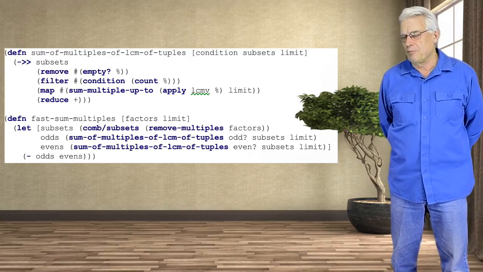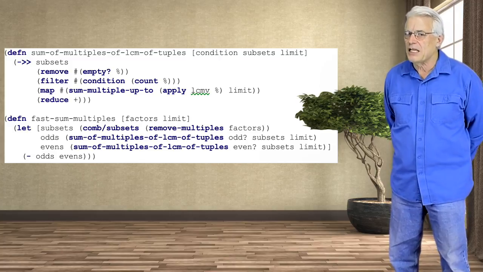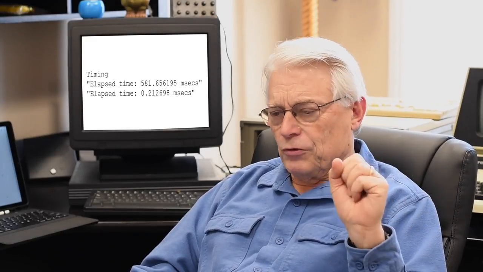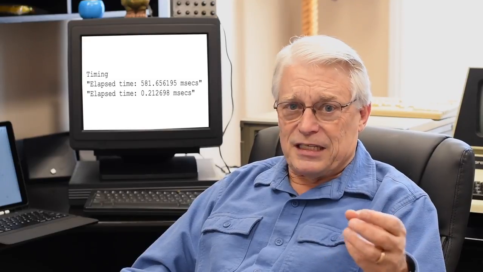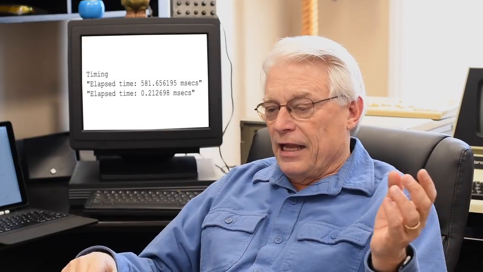Of course, up there at the top, we had to remove the empty set from the list of subsets. And the timing, how fast are these two different functions? Well, the original function that we wrote would compute the sum of the multiples of 2, 3, 5, 7, and 11 up to a million in about half a second. And the fast one we wrote, well, that just took 212 microseconds. So there's a very clear difference between them. Our first algorithm had a complexity of big O of N, and the second one we wrote has a complexity of big O of 1.